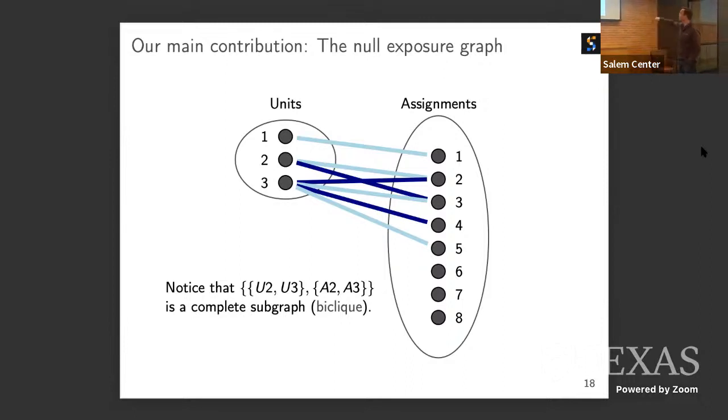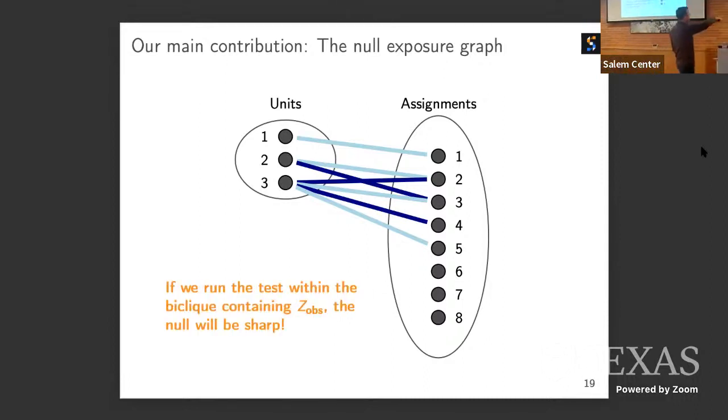Okay, so what's going on here? What do I mean by complete subgraph? Well, I mean that it is a fully connected subgraph of this bipartite graph. So take those two nodes on the left, take the two nodes on the right. All possible edges that you can draw between those two nodes are there. All right, 4 edges. This is called a biclique.